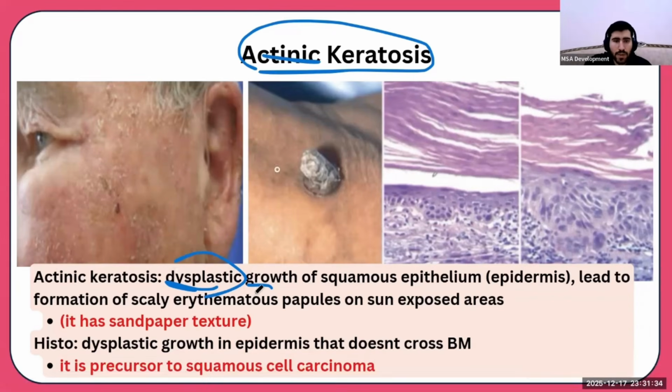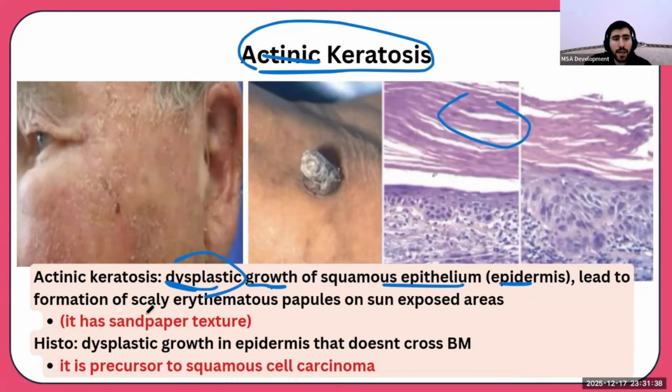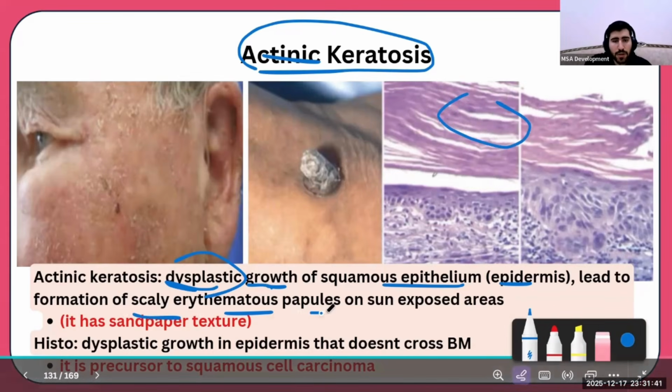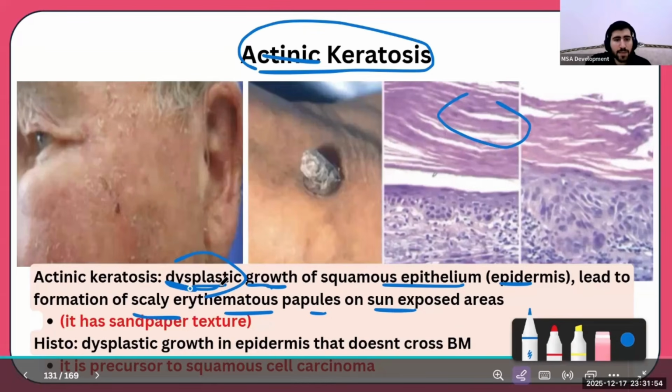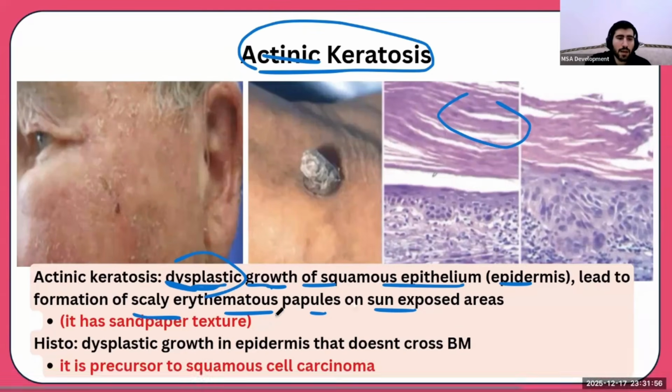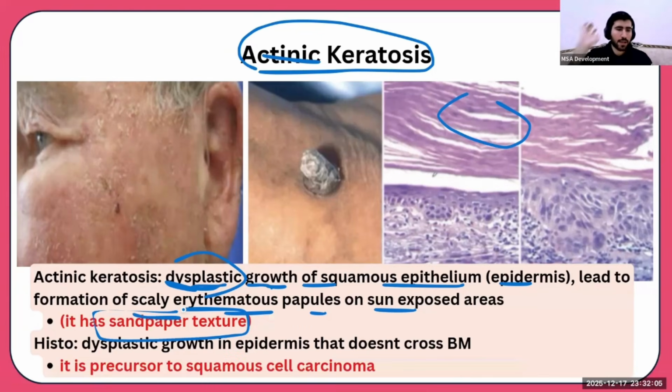So in actinic keratosis, it's dysplastic growth of squamous cells of the epidermis, leading to formation of a scaly erythematous papule on sun-exposed areas. Someone who is working in areas exposed to the sun all the time will have dysplasia of the skin, causing dysplastic growth of squamous cells, causing these lesions, which have a sandpaper texture. That's a buzzword for actinic keratosis. If the question said sandpaper texture, actinic keratosis.